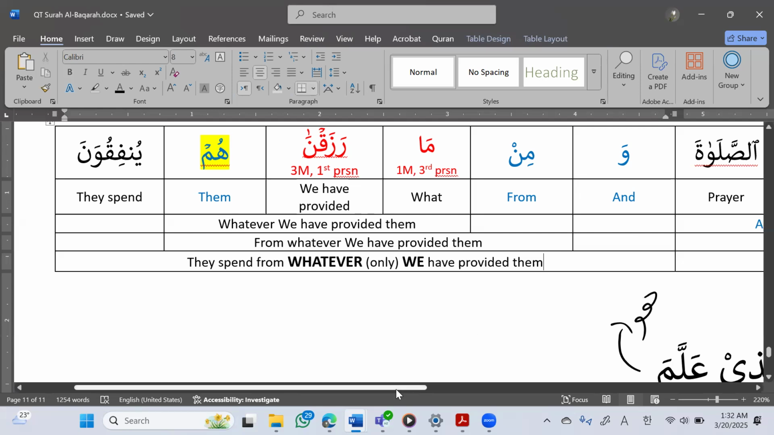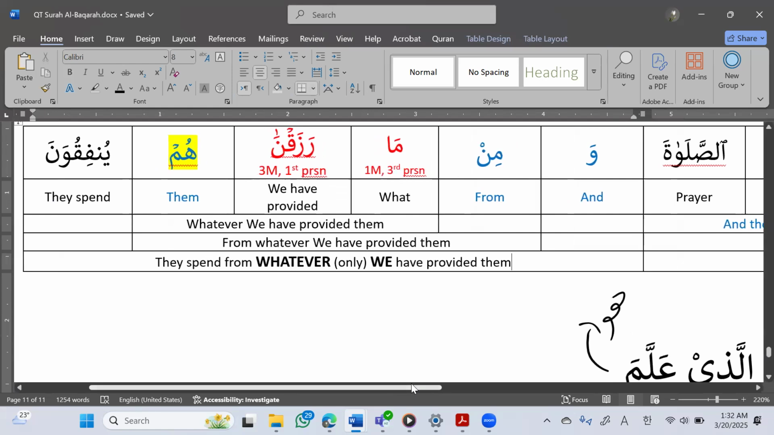Even we have no control over our breath, right? It's out of our control. Even the blink of our eyes and everything. Subhanallah, you're helpless.